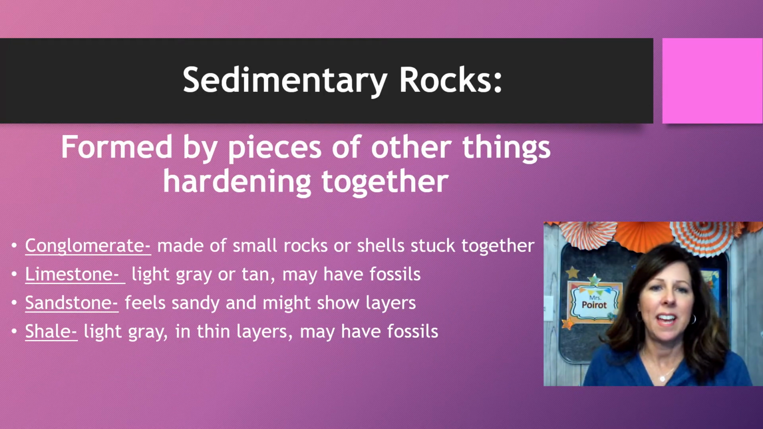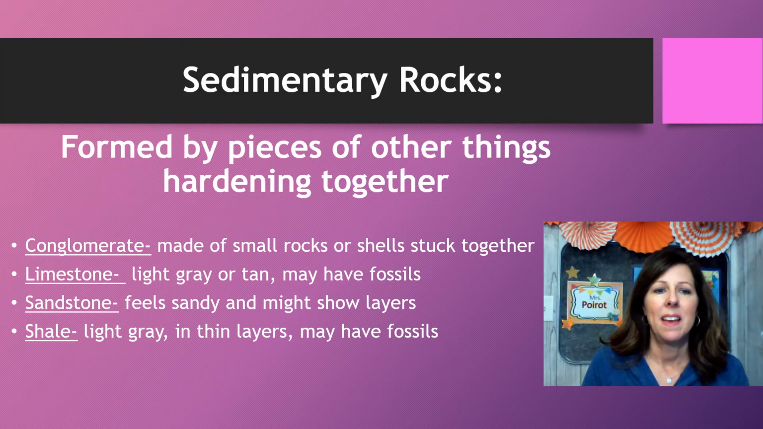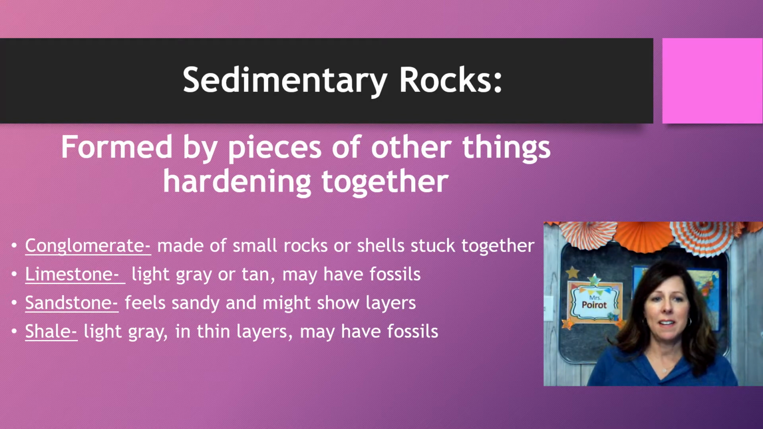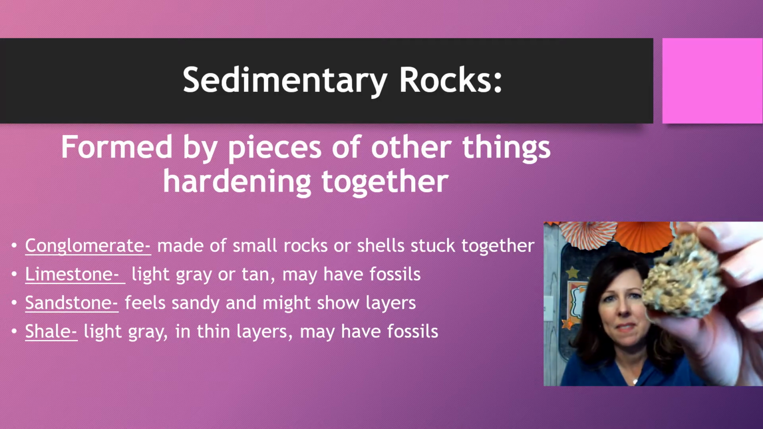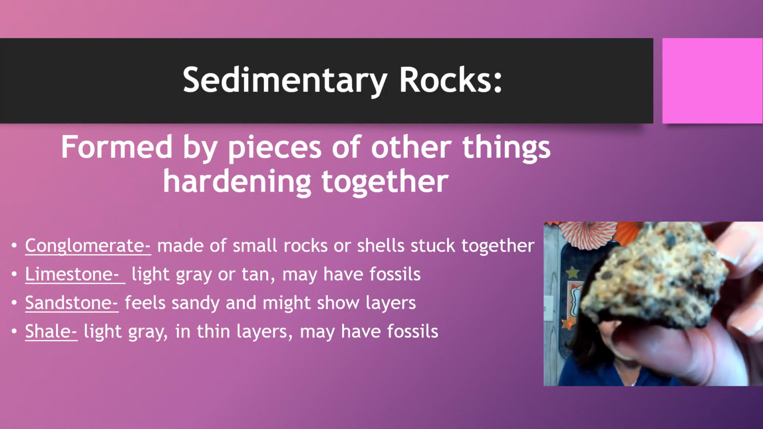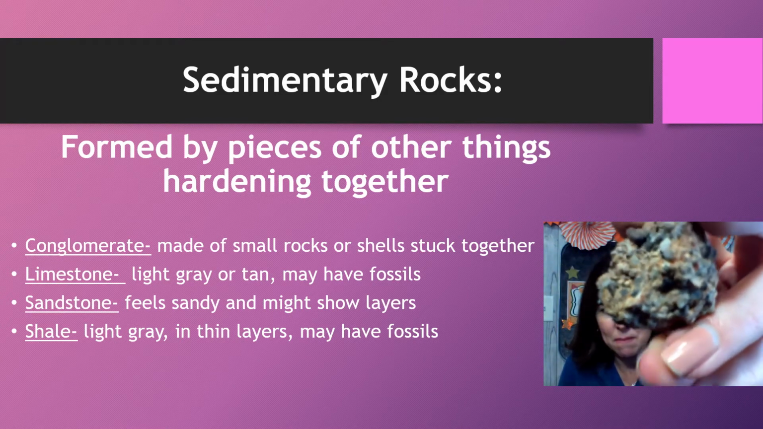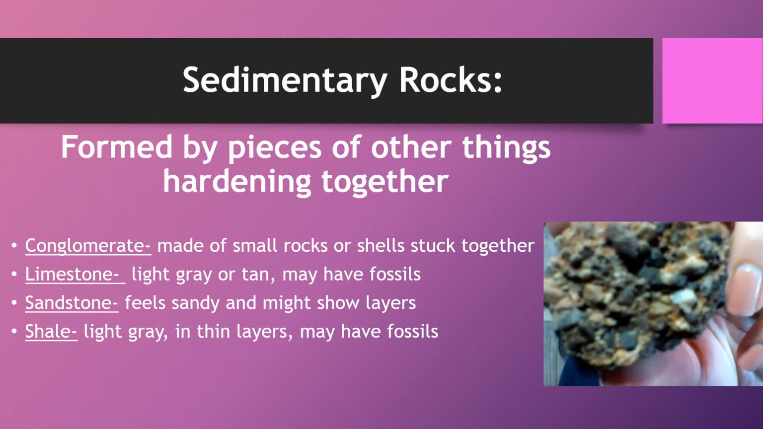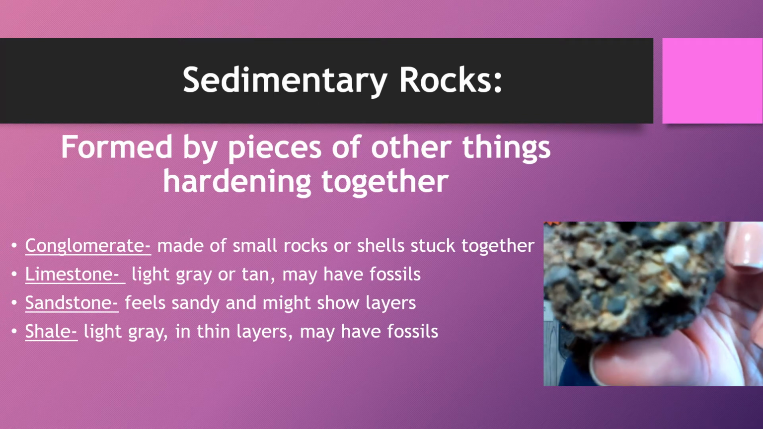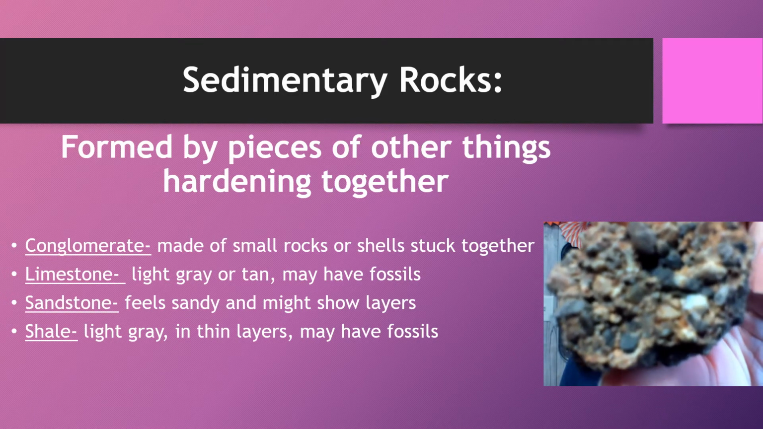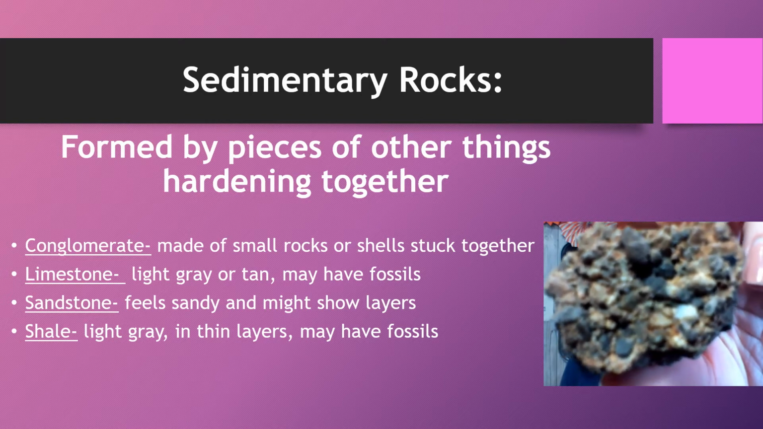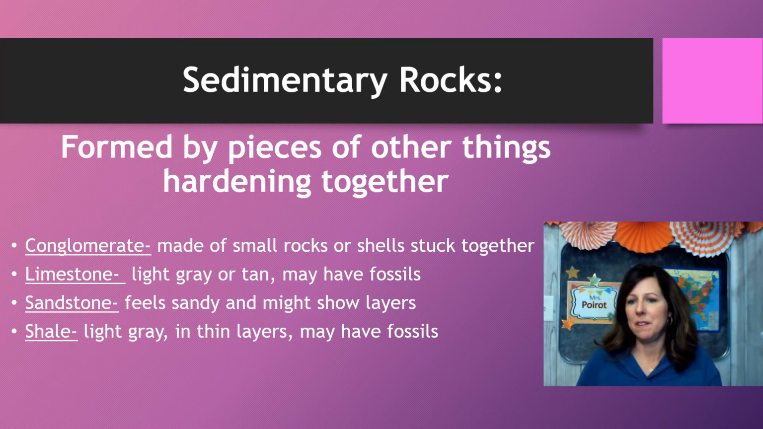Now we will take a look at sedimentary rocks. Remember, these are formed by pieces of other things that harden together. The first rock that we'll take a look at is the conglomerate rock. This one has got lots of little pieces. You can see many things compacted in there. Do you see that little piece of rock there? Lots of things pushed together. Again, this is a conglomerate rock.